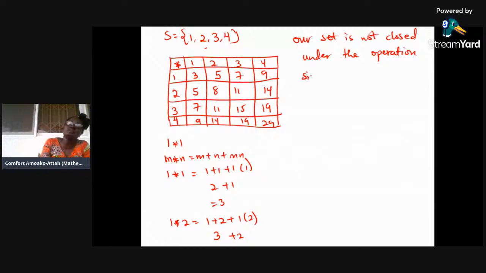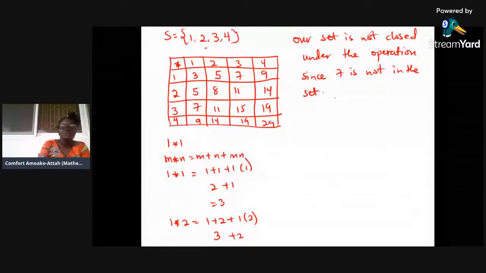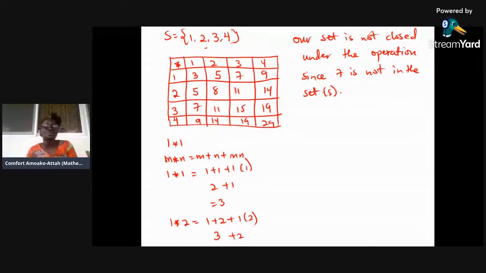Since 7 is not in the set, we have 7 and other numbers. So we can just choose one and prove our answer. So we are done with this also. Then the fourth, number 5, that will be our last question.